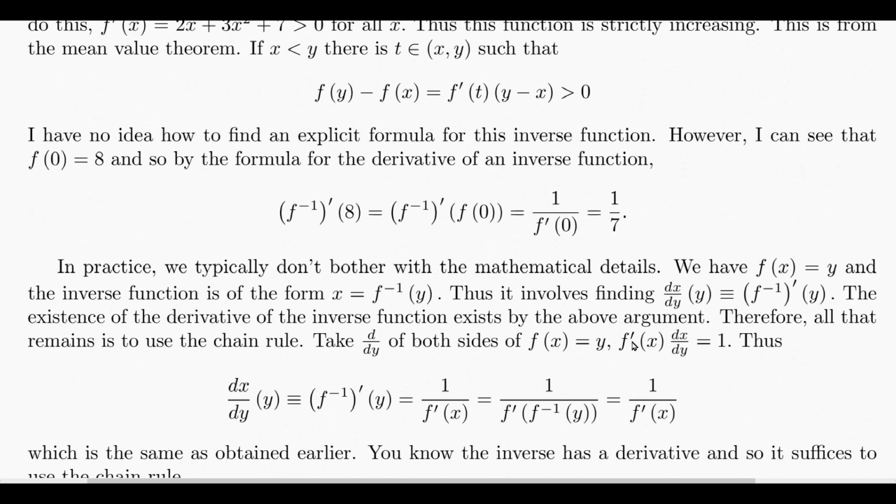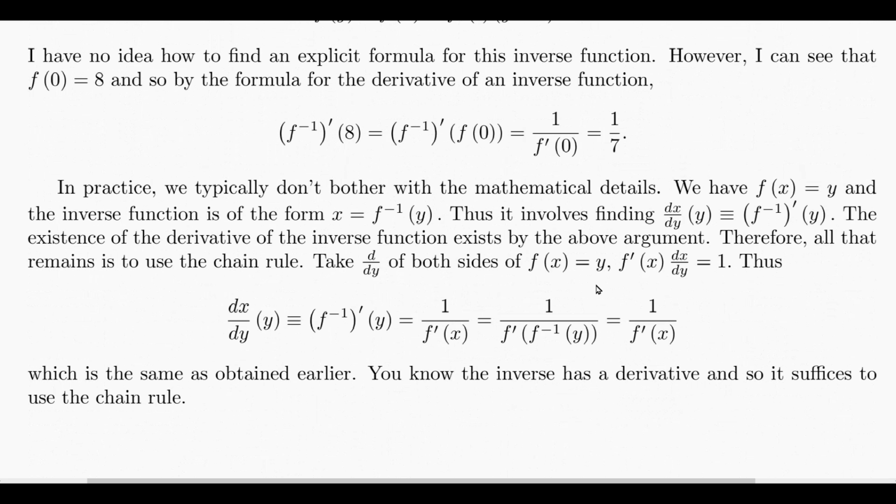Okay? Now, a lot of times we push symbols like the following. We have f of x equal to y, and the inverse then would be x equal to f inverse of y. I take dx by dy, that's f inverse prime of y. That's 1 over f prime of x. That's 1 over f prime of f inverse of y, because the x is f inverse of y. And that's the same thing we had earlier. So that's how the derivative of the inverse function exists. And we'll stop here.